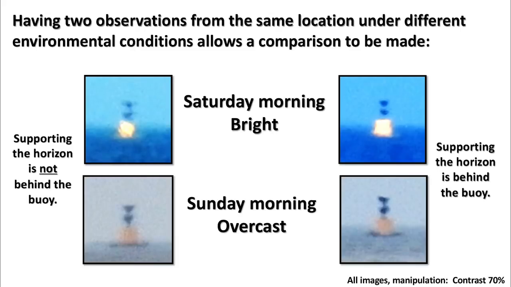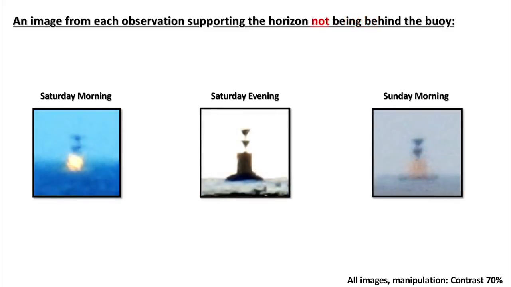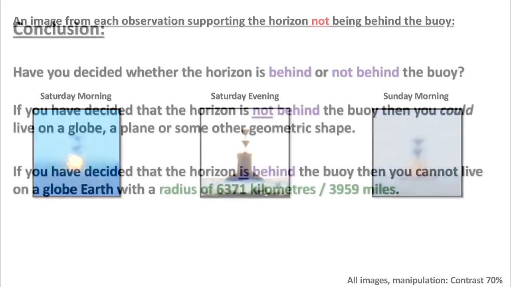On the left, supporting the horizon is not behind the buoy, and on the right, supporting the horizon is behind the buoy. An image from each observation supporting the horizon being behind the buoy. All images manipulation contrast 70%. An image from each observation supporting the horizon not being behind the buoy. All images manipulation contrast 70%.